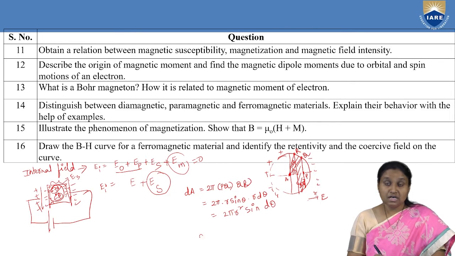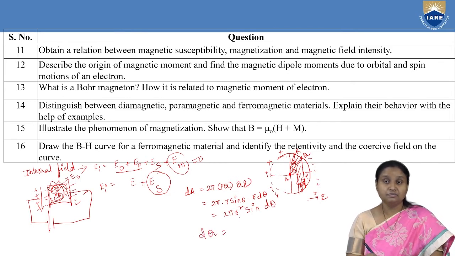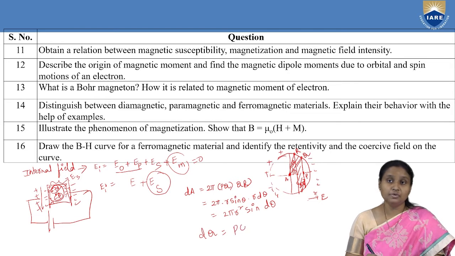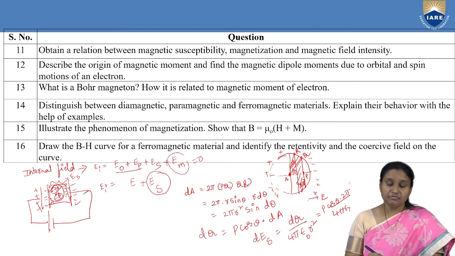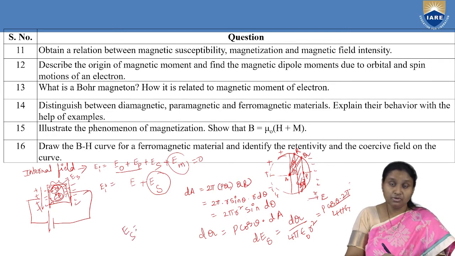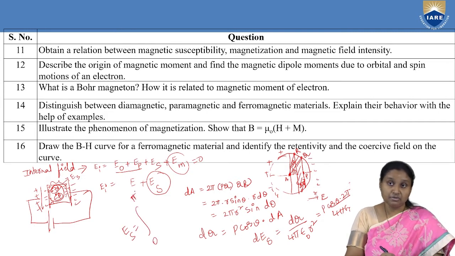After that, we see the charge distribution on the surface of this sphere, and this charge is taken as the normal component of polarization times the surface area dA. Then the electric field due to this charge, dES, is given by dq divided by 4 pi epsilon naught r square. Here dq is P cos theta into dA, which is 2 pi r square sine theta d theta, divided by 4 pi epsilon naught r square. We are going to simplify it, and to find the total field ES, we integrate it between limits 0 to pi.